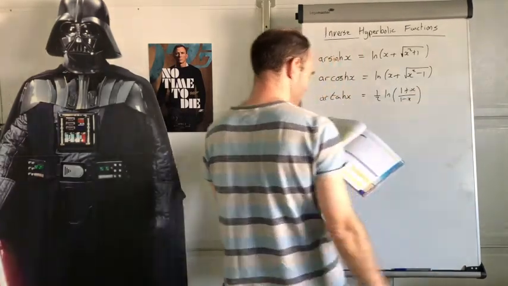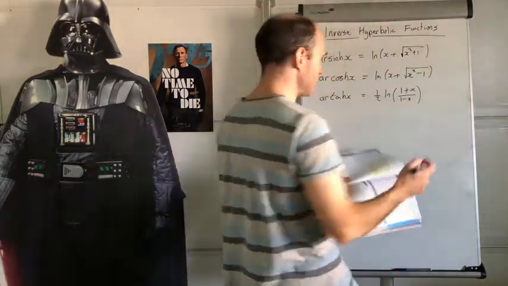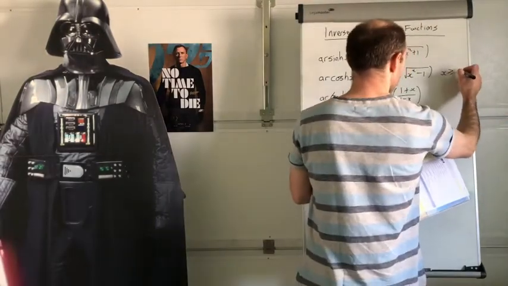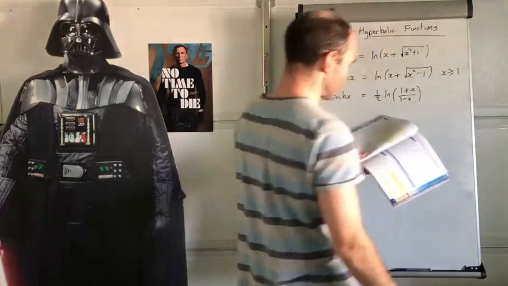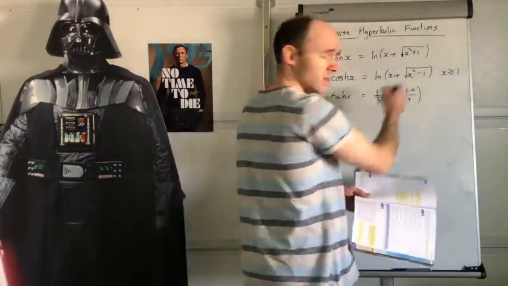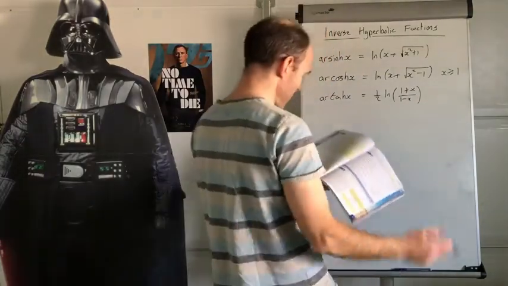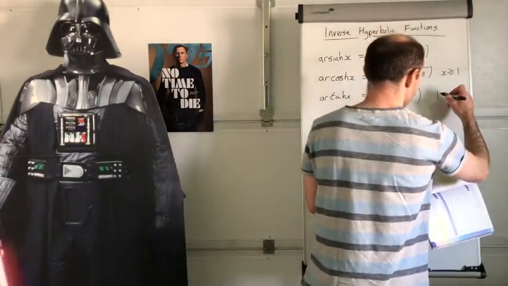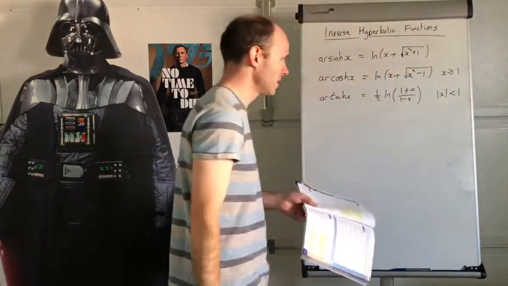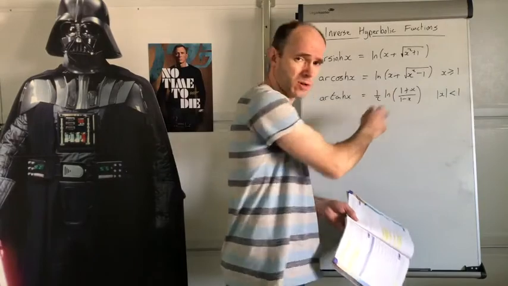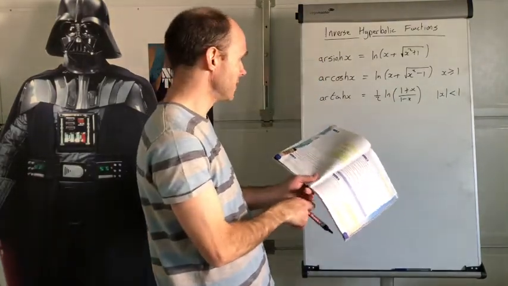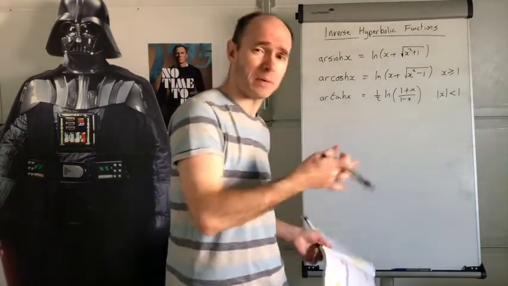Now some of these are more clearly defined. For example, this one, x is greater than or equal to 1 is important. Why is that important? It's because of the square root, isn't it? And then this one here, mod x is less than 1. Why is that important? Because of the denominator there, and when we do our natural log, there are no complex numbers involved. So I just want to check I've written them down properly, otherwise it's going to be a little bit embarrassing. All I'm doing is just copying down basically.